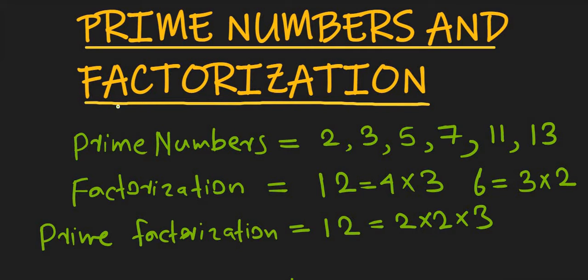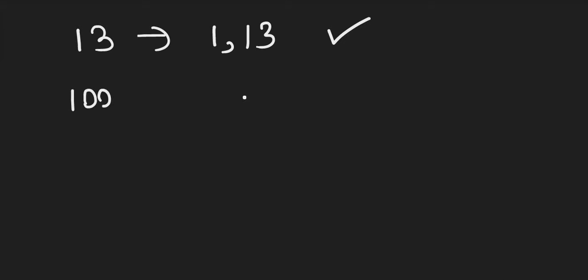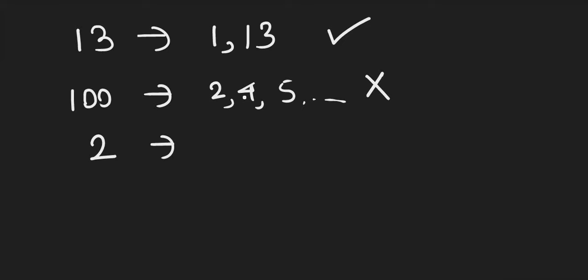Let's look at some examples. Decide whether these numbers are prime numbers. 13 can only be divided by 1 and 13. Therefore, it's a prime number. However, if you take 100, it can be divided by 2, 4, 5, etc. Therefore, it's not a prime number. Let's take 2. 2 can only be divided by 1 and 2. Therefore, it's a prime number.